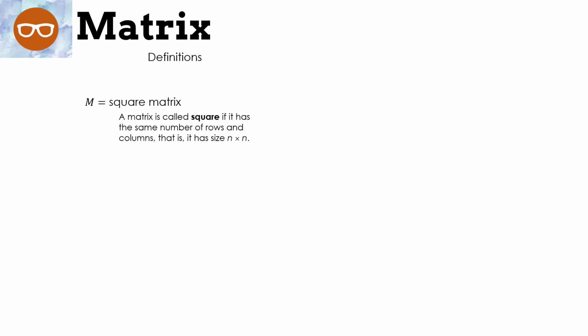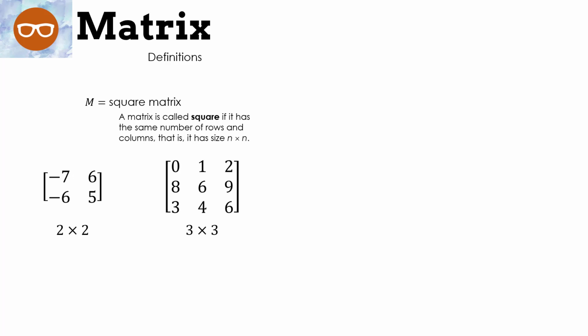First, if I have M, that's going to be a square matrix. A matrix is called square if it has the same number of rows and columns. That is, it has size n by n. For instance, this is a 2 by 2 square matrix, and this is a 3 by 3 square matrix.